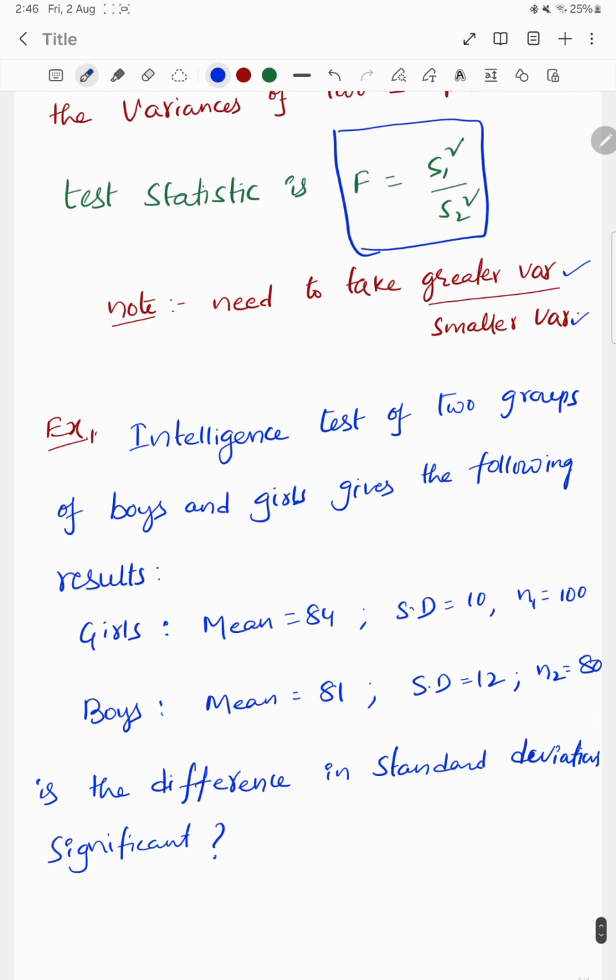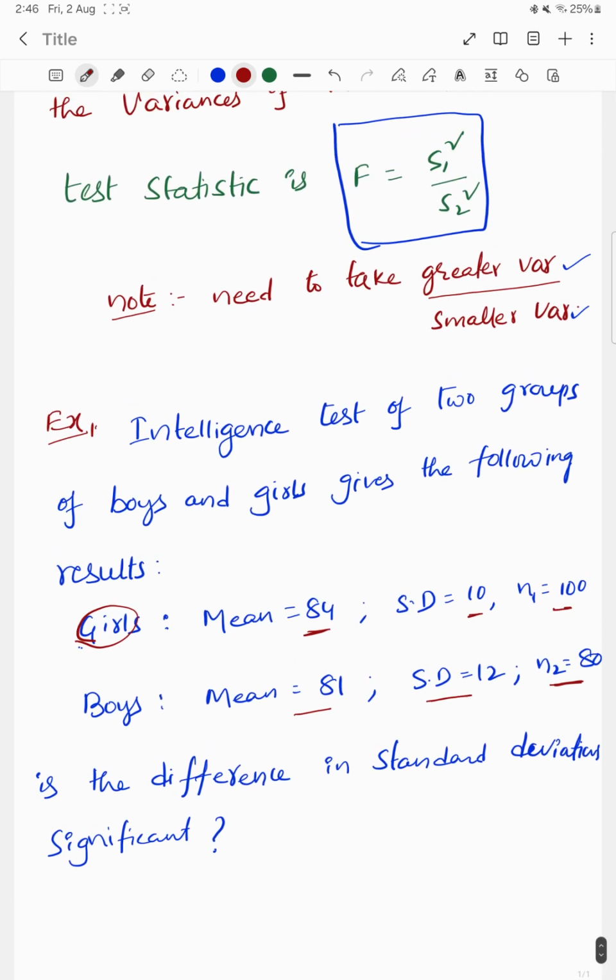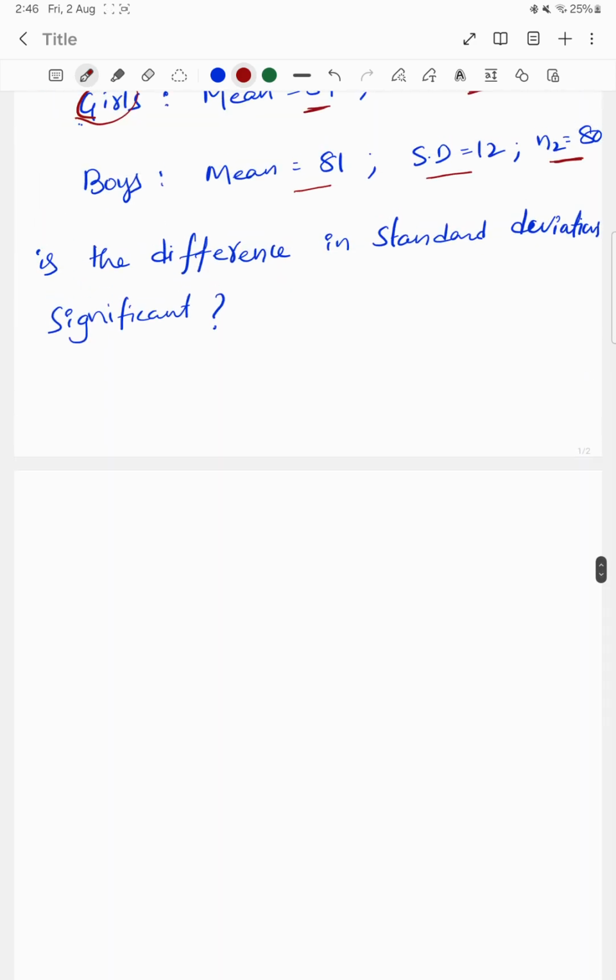So to explain this, I have taken an example. An intelligence test of two groups of boys and girls gives the following results. It's talking about girls and boys. Girls mean is 84, standard deviation is 10, n1 is equal to 100. Similarly for boys, this is the sample size, standard deviation and mean. Now the question is: is there any difference in the standard deviations? Whether the difference in the standard deviations is significant or not. We need to check this statement.